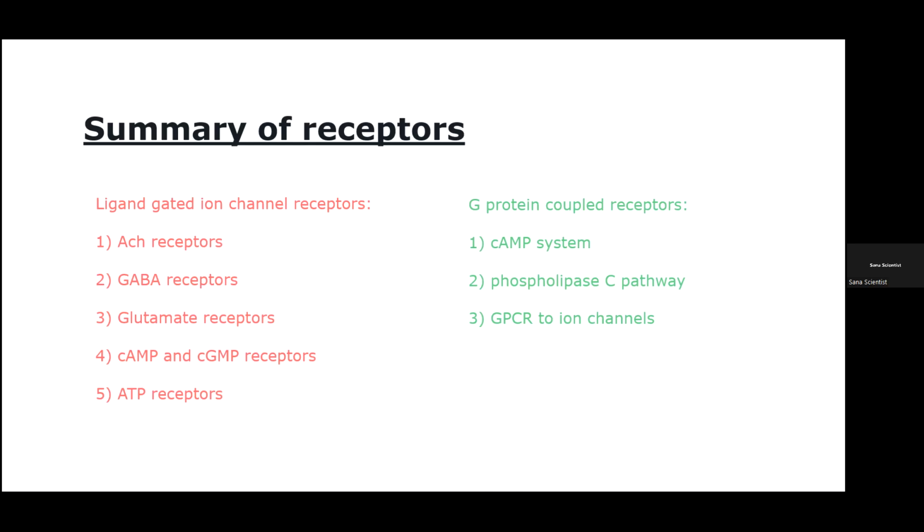So it's important to know that cAMP and cGMP receptors have 6 TMR. Just like the others, they have the N-terminal and C-terminal. The binding site is also located in the intracellular domain, and the ligand is inside the cell.